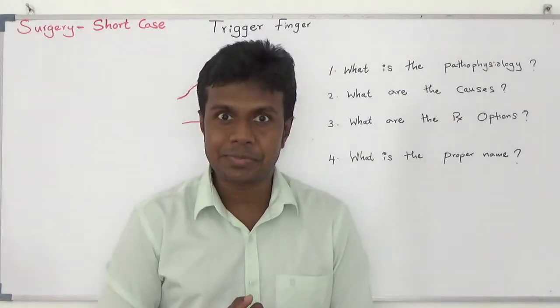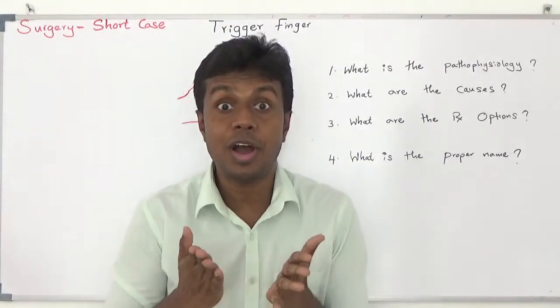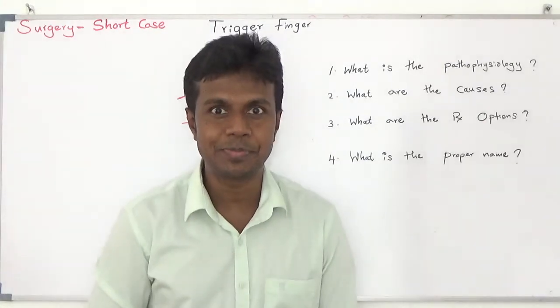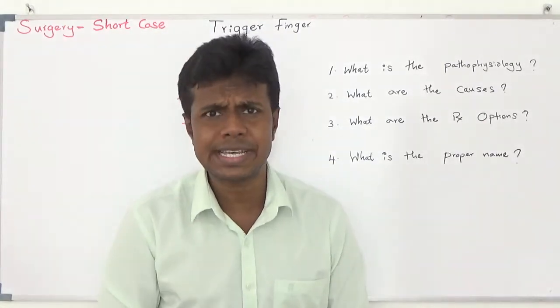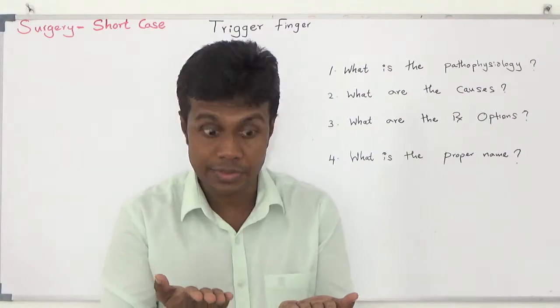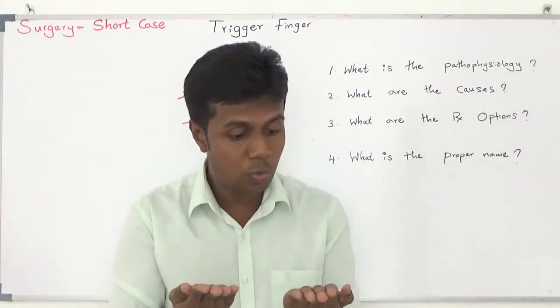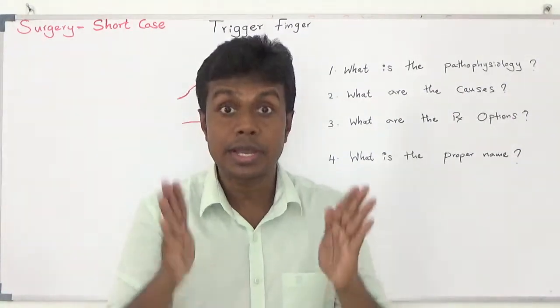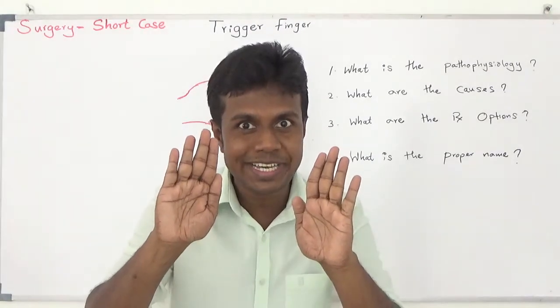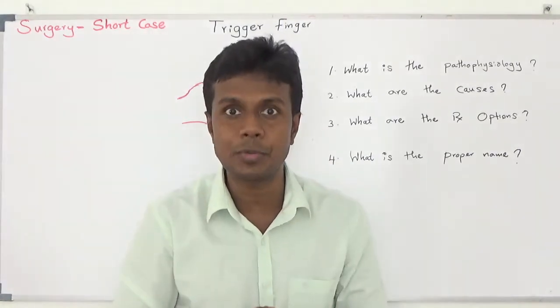Surgery short case, trigger finger. One of the ultra short surgical cases. Your examiner will ask, please examine this patient's hand. Then you should look, are there any obvious abnormalities? Can you see any obvious abnormalities here? No, there is no obvious abnormality.